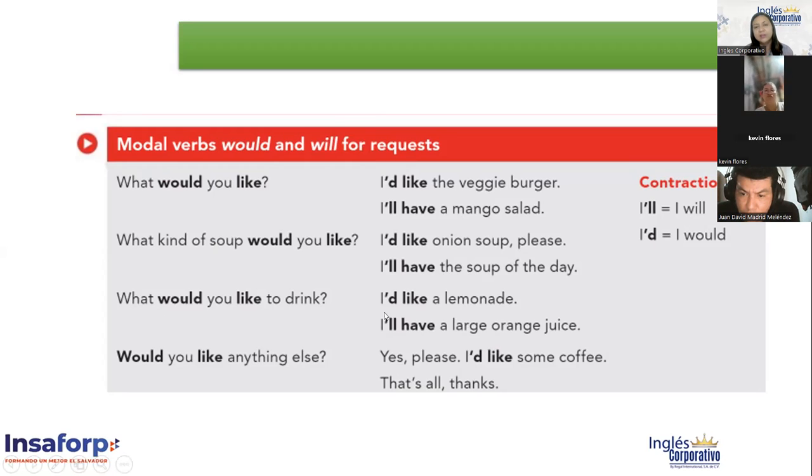What would you like to drink? I'd like a lemonade. I'll have a large orange juice. Would you like anything else? Yes, please. I'd like some coffee. That's all. Thanks. So to ask about the person's preference, we use would. What would you like? What soup would you like? What would you like to drink, etc. But to give an answer, to make a request, you can use would like or will have. Okay?